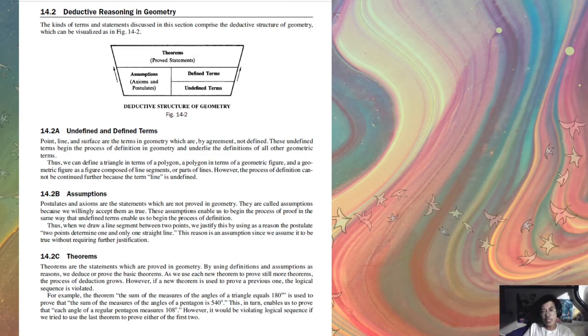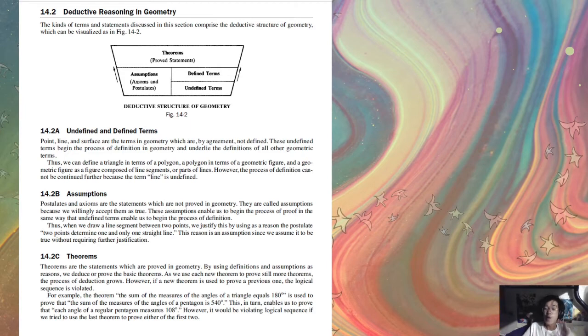Okay, so what are undefined and defined terms? Point, line, and surface are the terms in geometry which are by agreement not defined. Remember those three terms, point, line, and surface. Or sometimes surface can also be denoted as plane. These undefined terms begin the process of definition in geometry and underline the definitions of all other geometric terms.